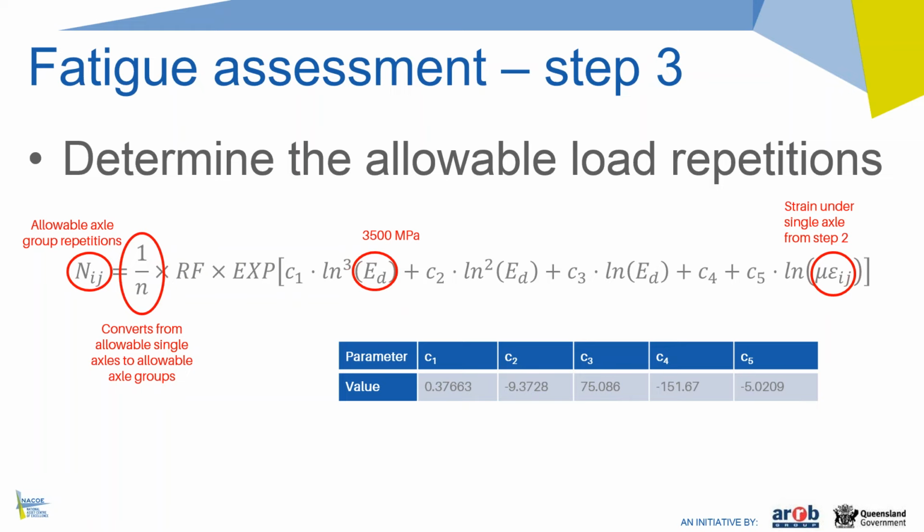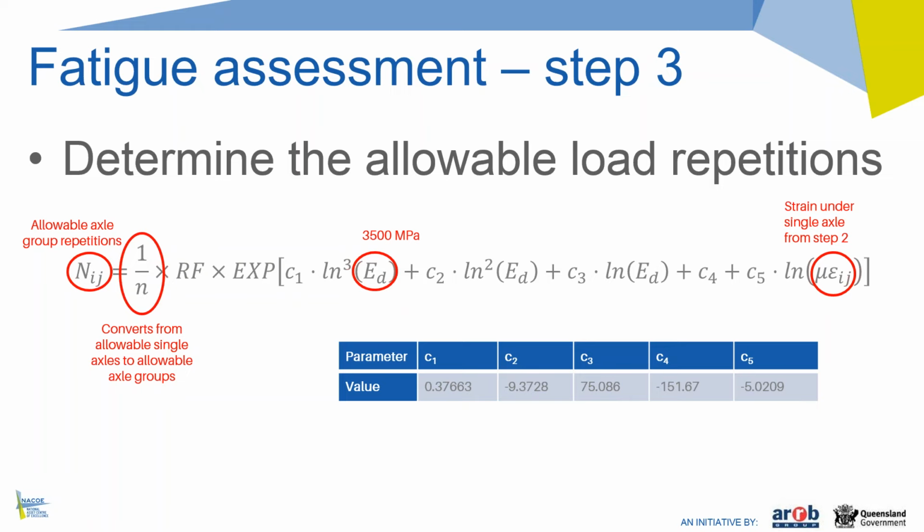Because we want to calculate the allowable load repetitions in terms of axle group loads, we need to divide that total right-hand side of that equation by the lowercase n, which is the number of axles in that axle group. So that's converting from the allowable number of single axles to the allowable number of axle groups.